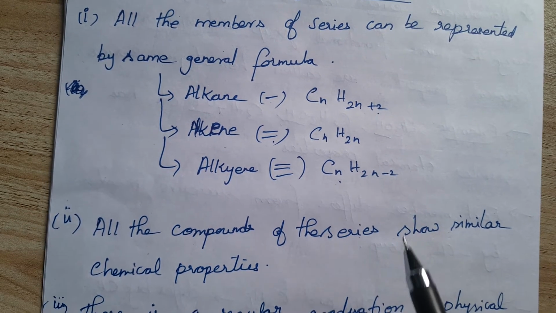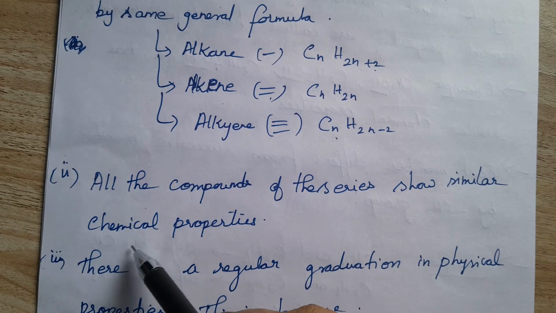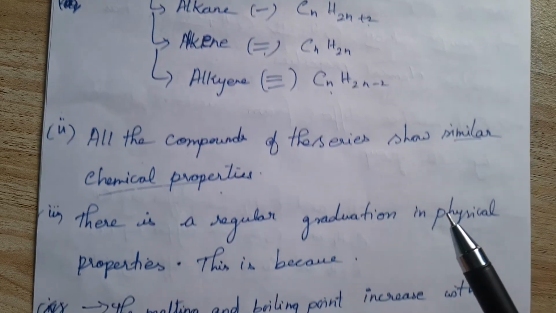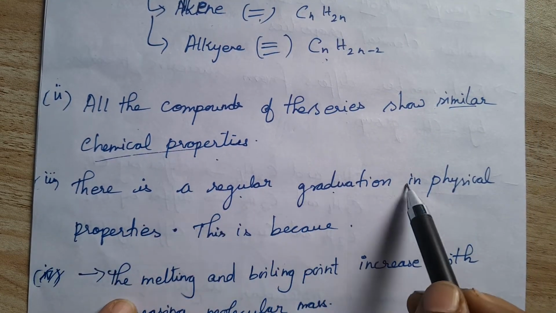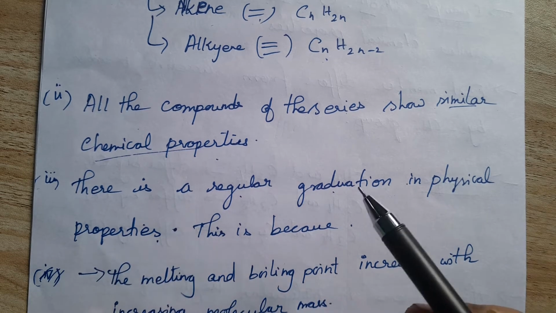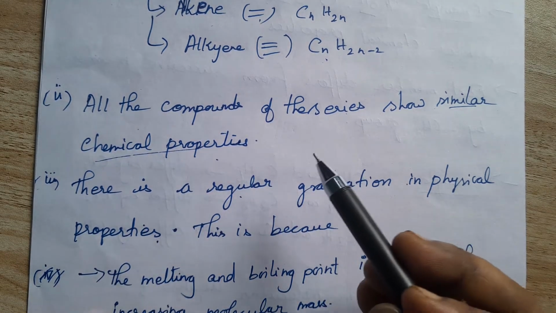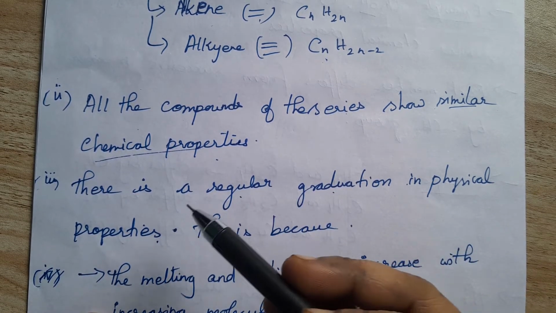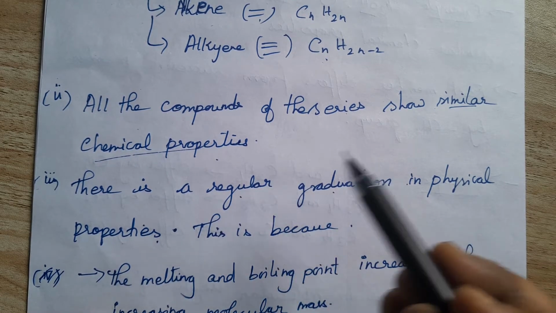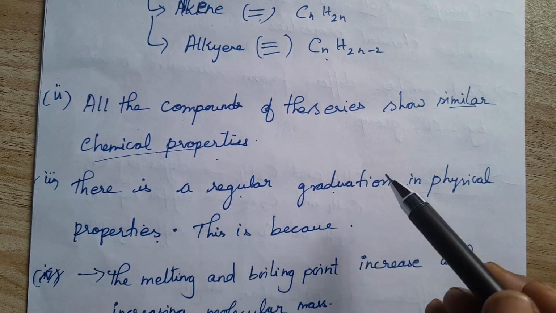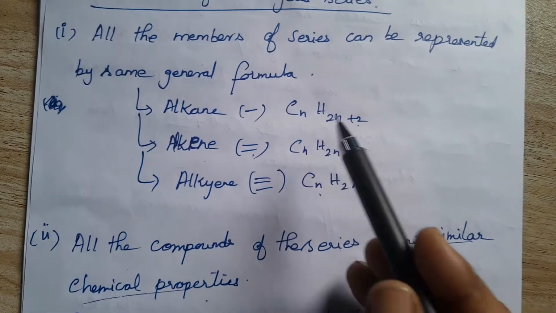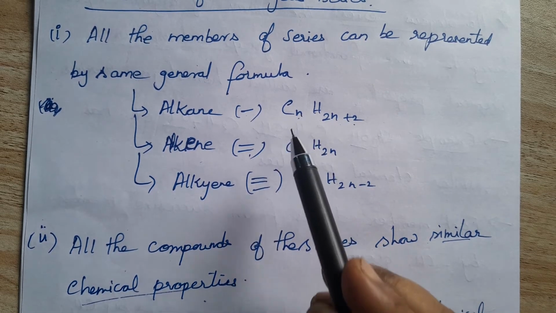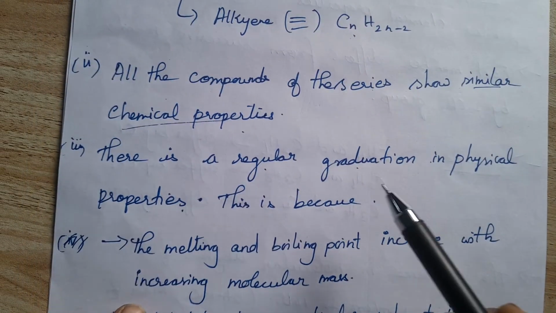Okay, and all the compounds of the series show similar chemical properties. And also there is a regular graduation in the physical properties, because each member will differ by CH2, right? That means if the chain is increased, the molecular weight will also increase, because we are going to put n instead of n = 1, 2, 3 and so on. It keeps on increasing, and while it is increasing, its molecular weight will also increase.